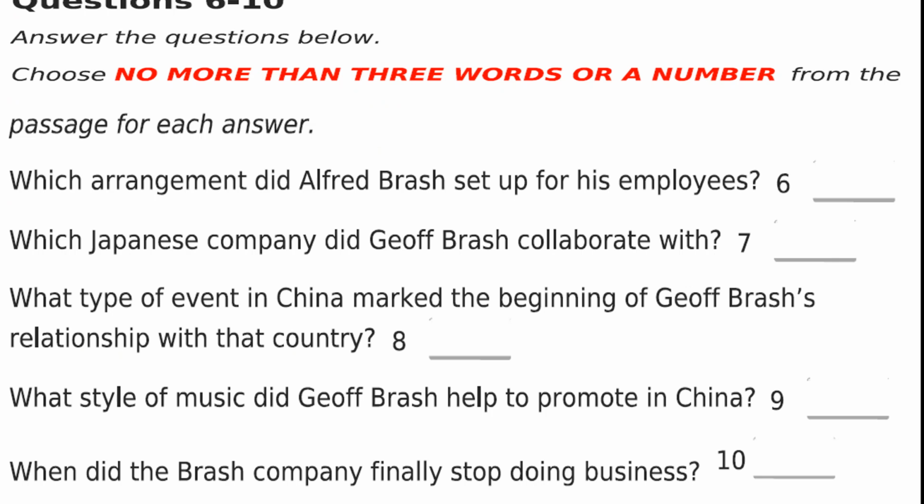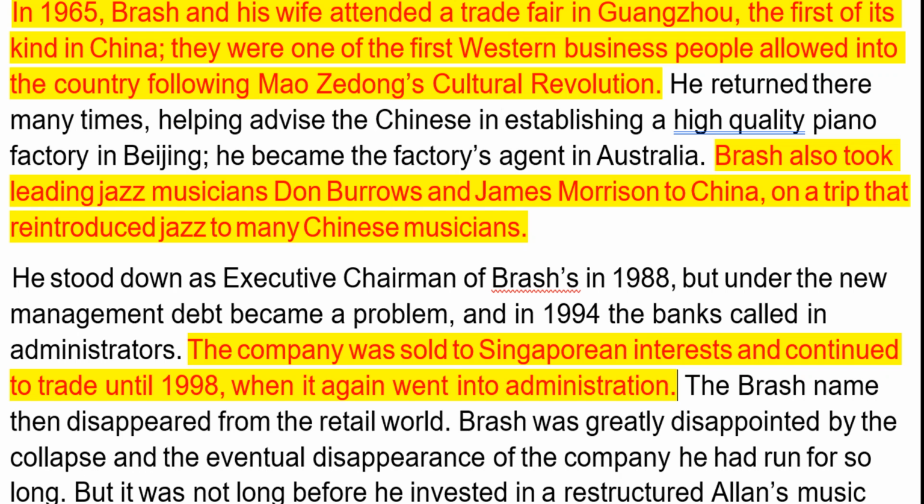Let's go to the ninth one. What style of music did Jeff Brash help to promote in China? Let's go to our, once again, seventh paragraph, the continuation. Let me read for you the statement. Brash also took leading jazz musicians Don Barrows and James Morrison to China on a trip that reintroduced jazz to many Chinese musicians. As you know, jazz is our word.